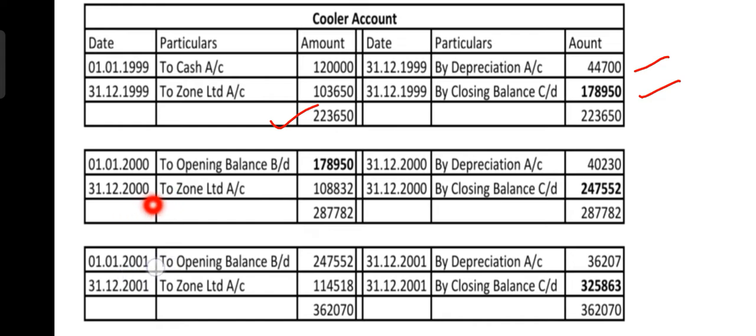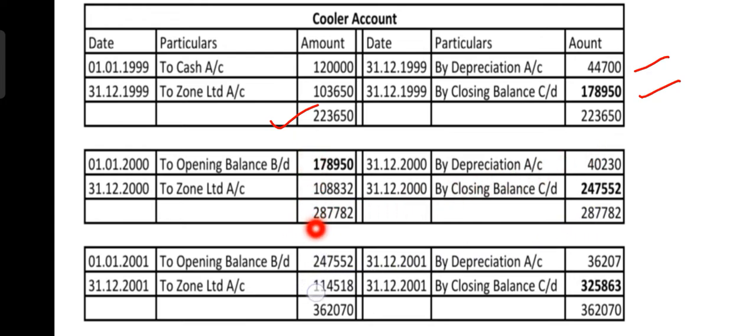And again at the end of the year you are paying to Zone Limited an installment amount of 1,20,000. But for the asset, how much you are paying after deducting interest, that only you need to consider in the asset account. So 1,08,832 that we already calculated. In the summary you are going to find this. And at the end of the year we charge depreciation 10% on the opening balance of the asset, that is 40,230. So now we are going to close this account.